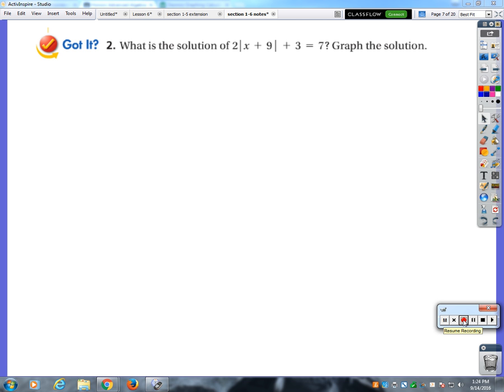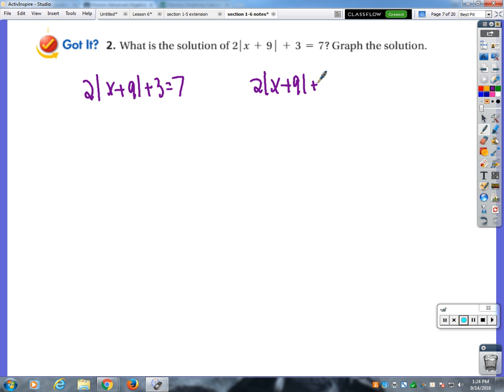Okay, so we had a few stumbles there, so I'm glad we had this talk, okay? There's a temptation by a handful of you to say, all right, this means I have to solve two equations. One of them is 2 times the absolute value of x plus 9 plus 3 equals 7, and the other one is 2 times the absolute value of x plus 9 plus 3 equals negative 7. That is incorrect, okay? But I'm glad that I saw that out there so we could address this problem. We do not do the plus minus thing until we get the absolute value stuff all by itself, okay?